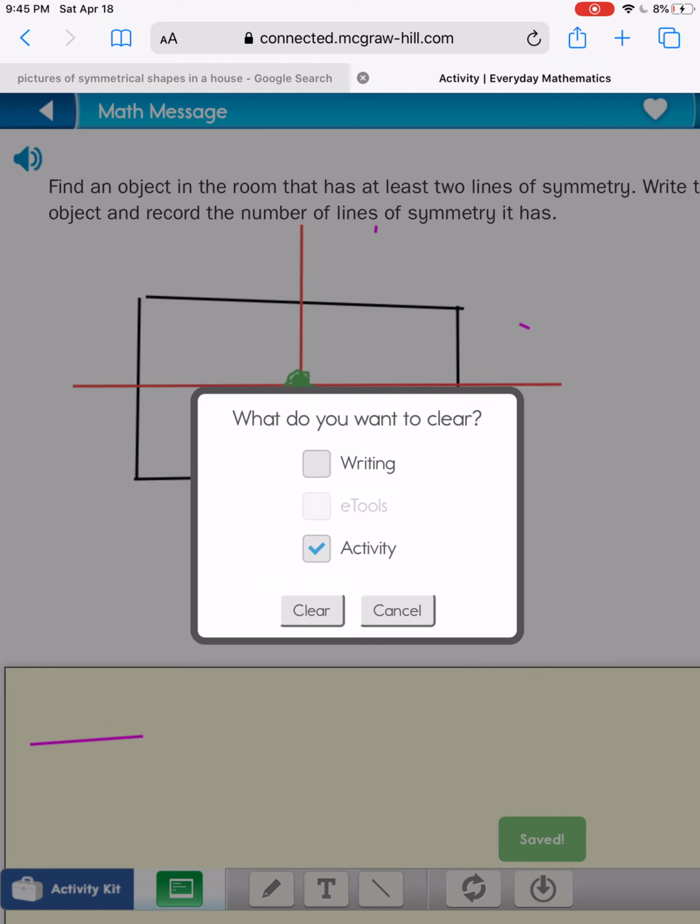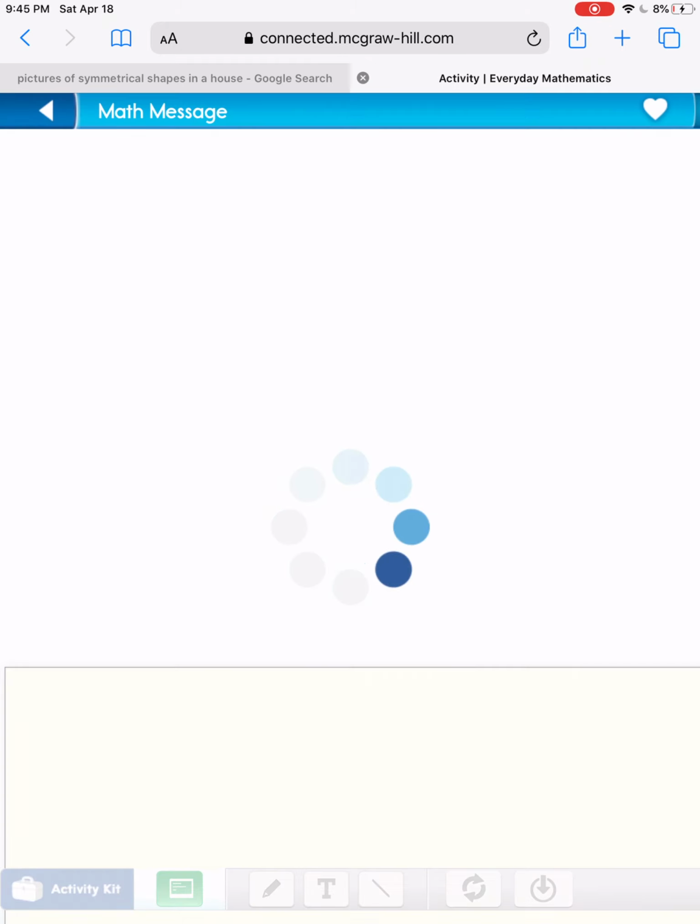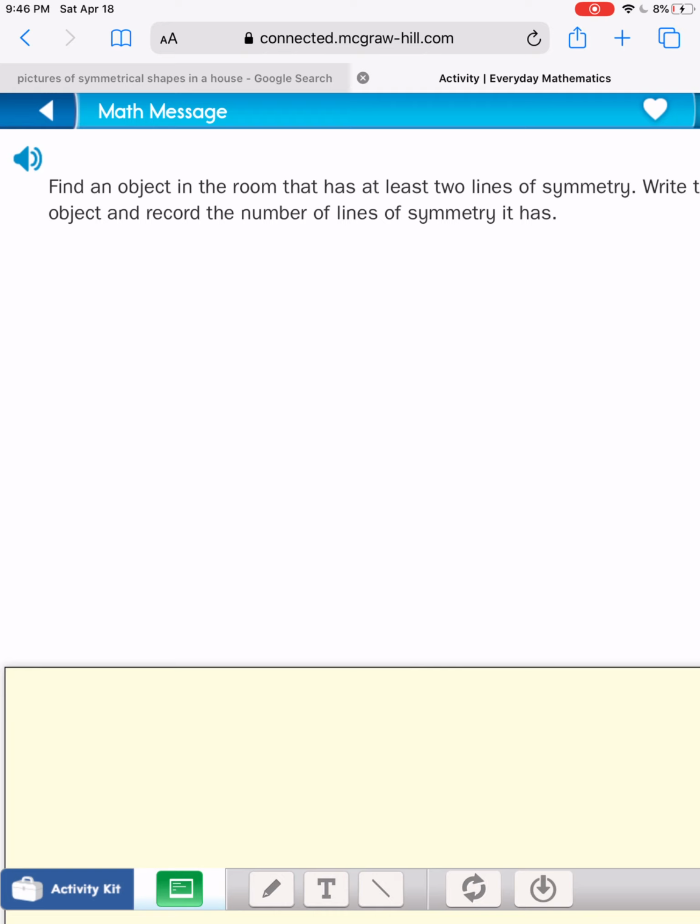Now I'm going to clear that. Okay, so we're going to start fresh. So let's listen to our math message. Math message. Find an object in the room that has at least 2 lines of symmetry. Write the name of the object and record the number of lines of symmetry it has.